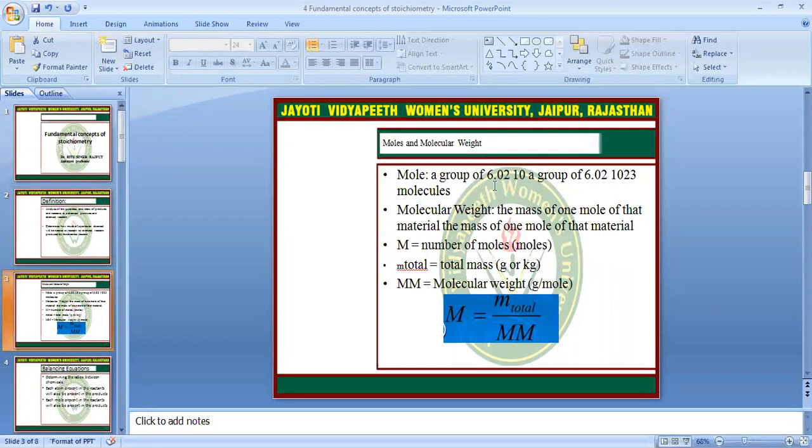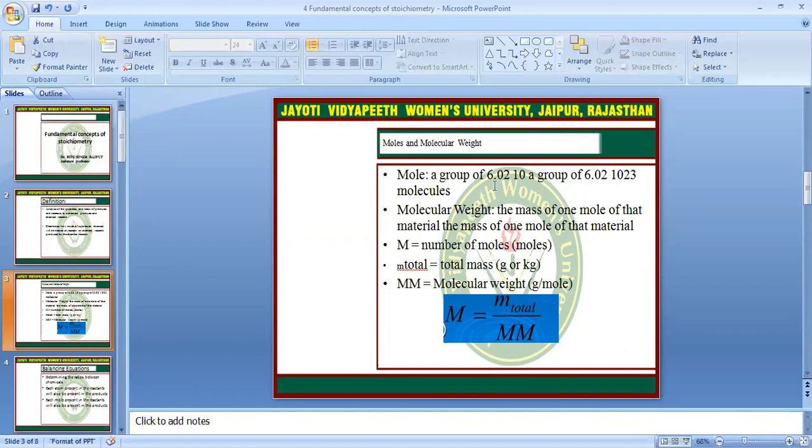For example, the mole and molecular weight are required. A mole is a group of 6.022 × 10^23 molecules. Molecular weight is related to the mass of one molecule of that material. M is equal to the number of moles, m total is equal to the total mass in gram or kilogram, and MM is equal to the molecular weight in gram per mole.